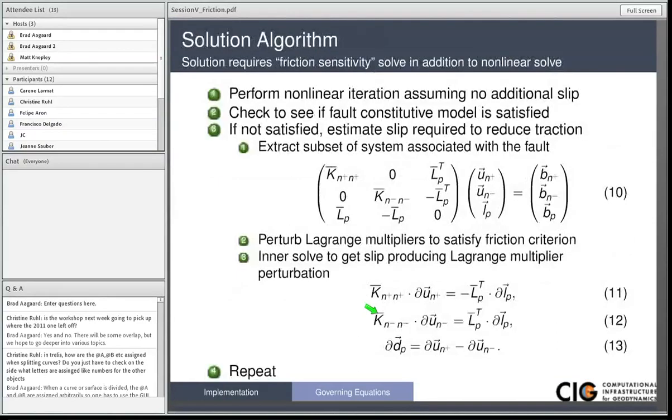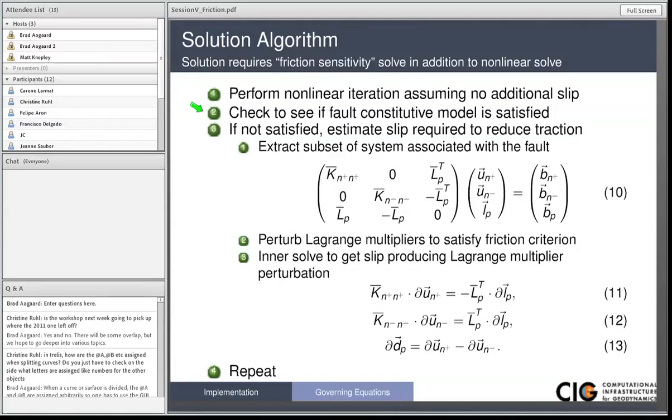finite element formulation. And the solution algorithm we use involves what we call a friction sensitivity solve inside our main nonlinear solve. What we do is we first perform a nonlinear iteration assuming no additional slip. Then we check to see if our fault constitutive model is satisfied. If it is satisfied, then we don't need to make any adjustments to the solution, and we just keep plugging along.